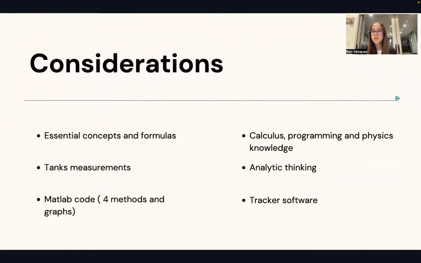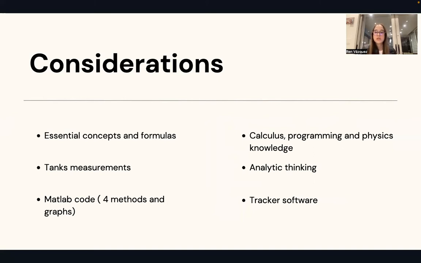Some of the considerations we needed to take into account were the essential concepts and formulas. The concepts we used were volumetric flow, that is the volume of fluid passing through a cross-sectional area per unit time; the density, that is the mass of the object compared to its volume; the pressure, that indicates how much force acts per area; and the capillarity, that is the behavior of the formable interface between two immiscible fluid phases. For formulas, we use three main formulas: Torricelli, Bernoulli's, and Euler's formula.